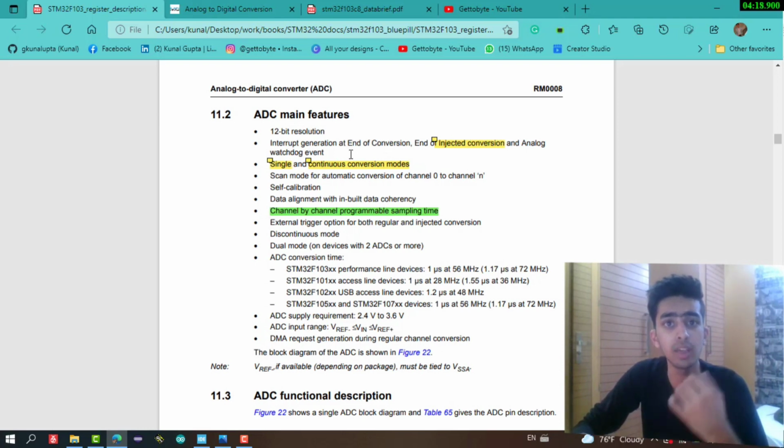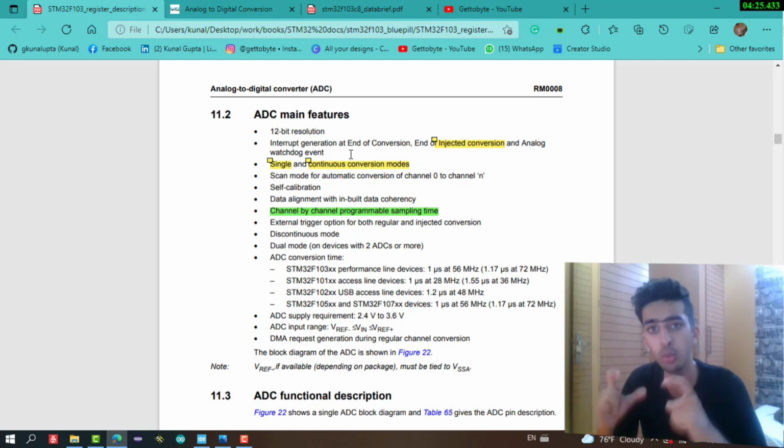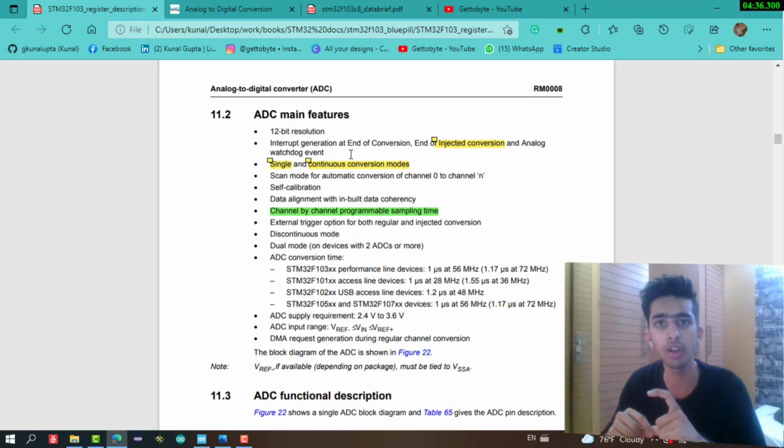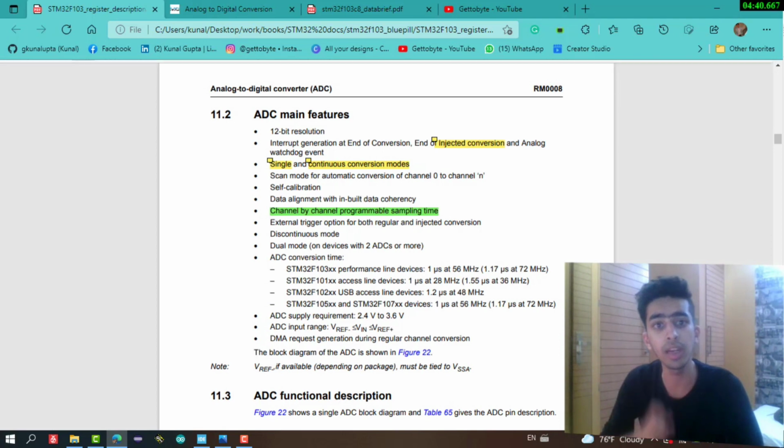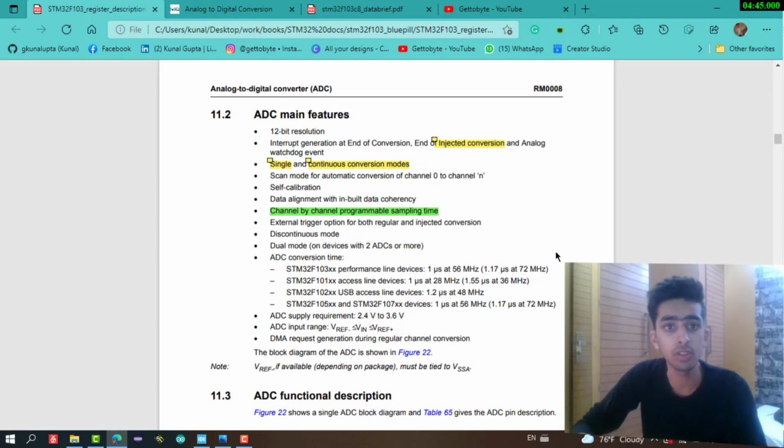Analog watchdog event is another feature present in STM32 microcontrollers, by which we can control the range up to which our ADC minimum and maximum values will be applicable. If the analog values are less than the minimum or more than the maximum, then it will interrupt with a watchdog event from the ADC peripheral. Okay, that is the first feature, and next is the single and continuous conversion modes.